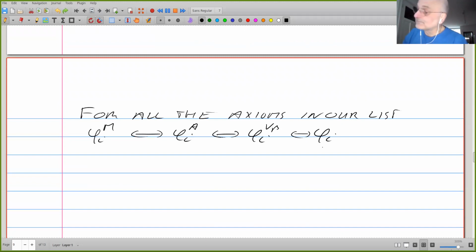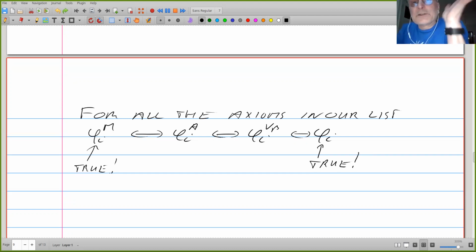But the phi i's were axioms, and so they're true. And that means the phi i's are all valid in M. And that is what the goal was for today.